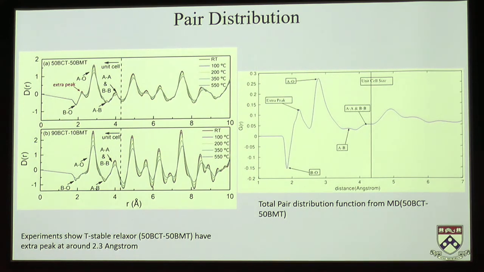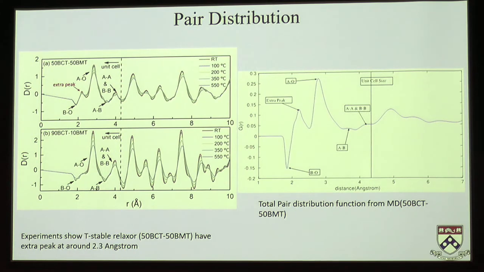That's the distance between AA and BB. And you will also have a 3.5 angstrom AB bond distance. And here is the AO peak, and here is the BO peak. So this extra peak comes out unexpectedly here. And this is also an indication of the temperature stable relaxor.